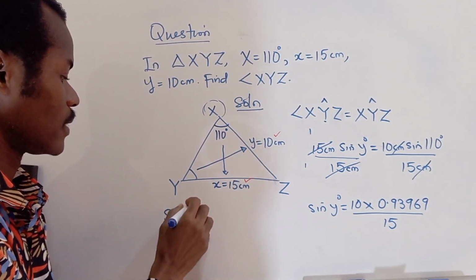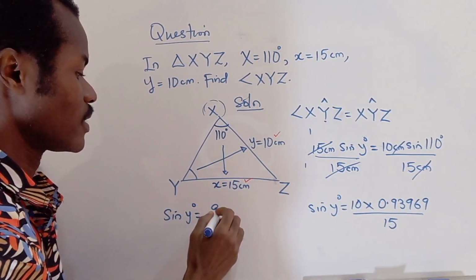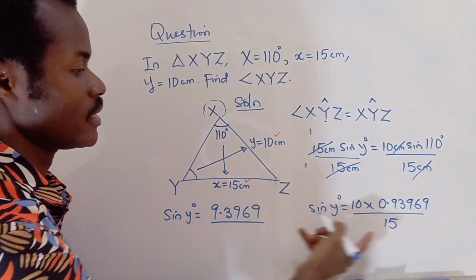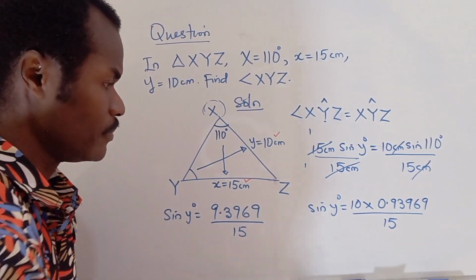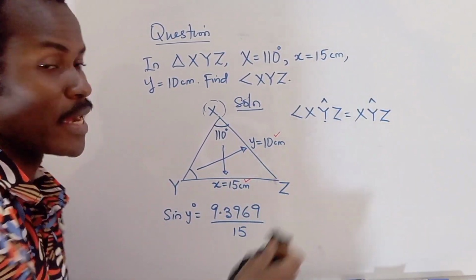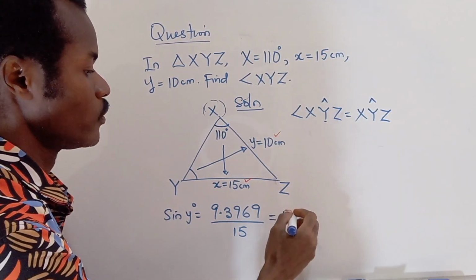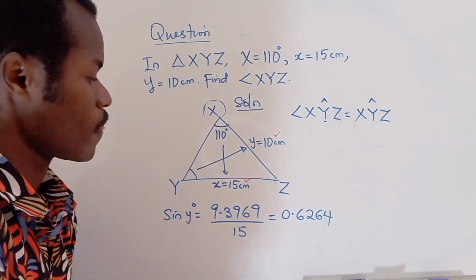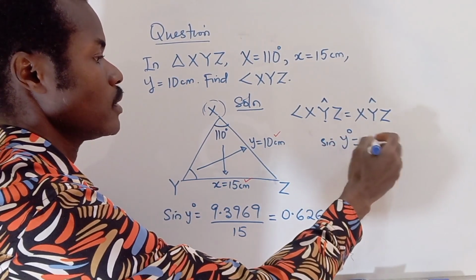That will give us sine y degree, meaning I'm going to shift the decimal one place. So it's going to give us 9.3969, and all of this is divided by 15. Now if we divide 9.3969 by 15, that's going to give us 0.6264 and so on. All right, so we have sine y degree equal to 0.6264.